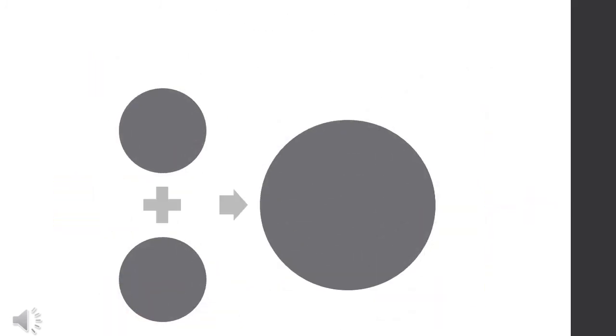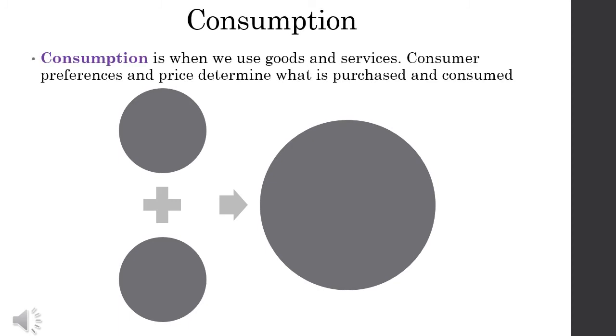Guys like Andrew Carnegie could make as much steel as they want, but if nobody needs it, nobody cares. So with all production, there needs to be consumption. Consumption is when we use goods and services. Consumer preferences and price determine what is purchased and consumed. This is the other end of what we just said in the last slide. The consumer is going to decide what needs to be made, and they're only going to buy it if they can afford it. This is what consumption looks like.